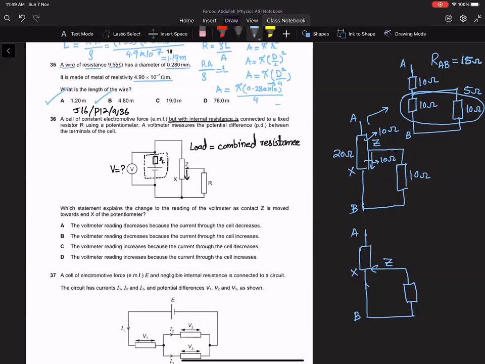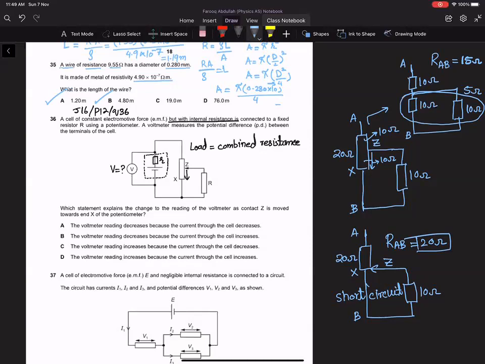Now, when we have moved this terminal to X, this 10 ohm is a short circuit. And the remaining part of the resistor is 20 ohms. So now R combined or RAB will be 20 ohm because no part of the 20 ohm is in parallel. So you'll get fully 20 ohm. If you understand all of this, well and good.